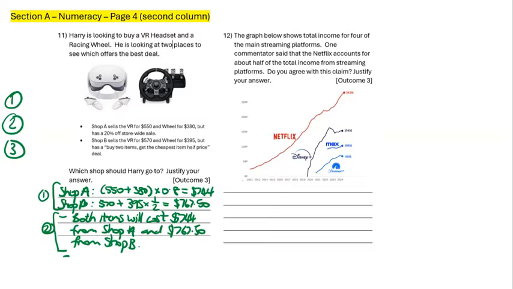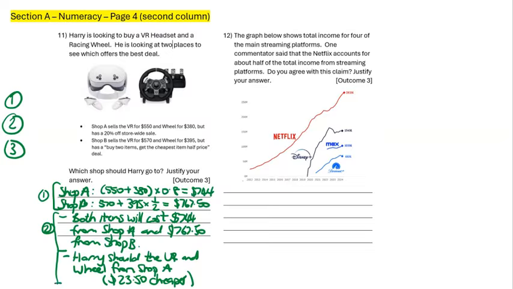And then finally, we go ahead and answer the question. So what shop should Harry buy it from? I'm going to clearly state that. So Harry should buy the VR and wheel from shop A. And then in brackets, I'm just going to state how much it's cheaper. So if we subtract this number from this number, it's $23.50. So I'm just going to write it's $23.50 cheaper. And that there wrapped up our answer. And again, that was the third step. Step number 3, clearly answering the question.